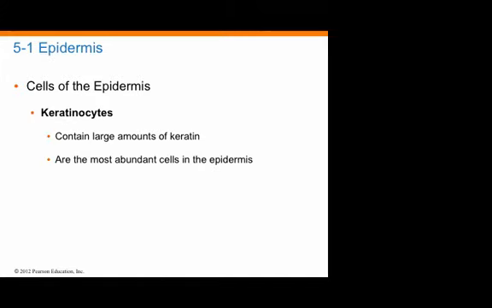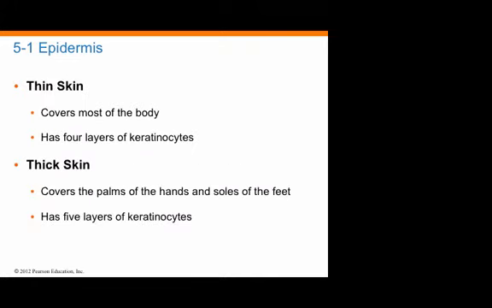The squamous cells of the epidermis are given a special name. They are called keratinocytes. Keratinocytes contain large amounts of keratin and are the most abundant cells in the epidermis. The keratinocytes form several different layers at varying stages throughout the epidermis. Most of the skin found on the body will only contain 4 layers of keratinocytes and is called thin skin. Thin skin covers most of the exposed body surfaces. Thick skin contains 5 layers of keratinocytes, and this skin is found only covering the surfaces of the palms of the hands and the soles of the feet.